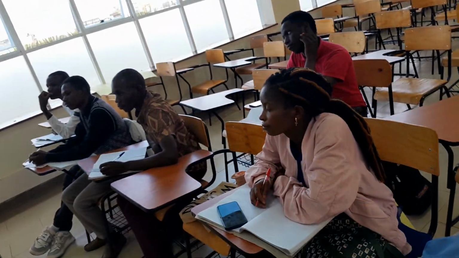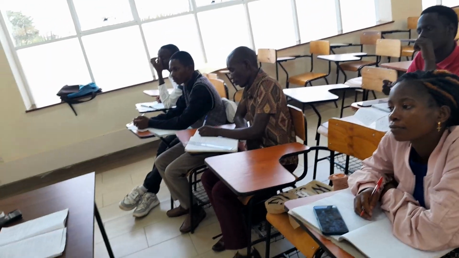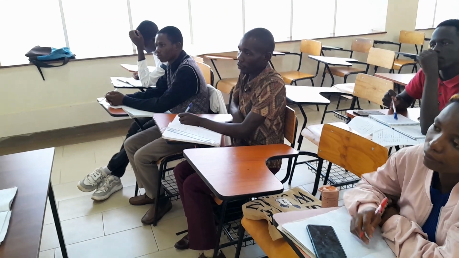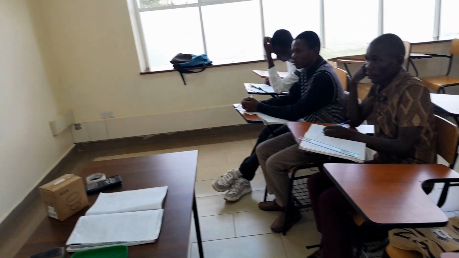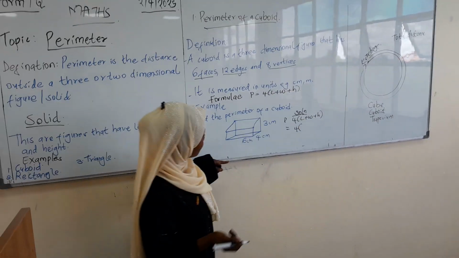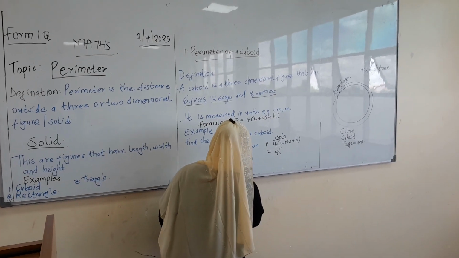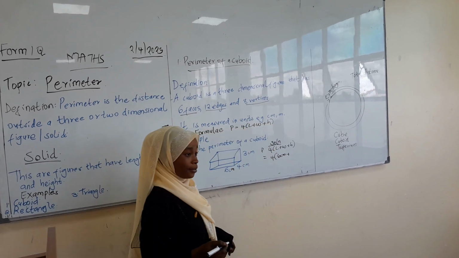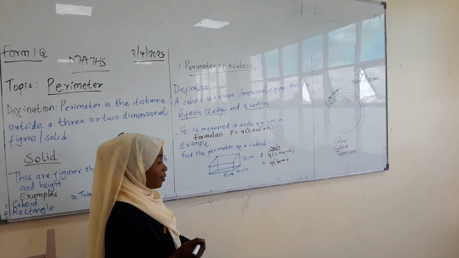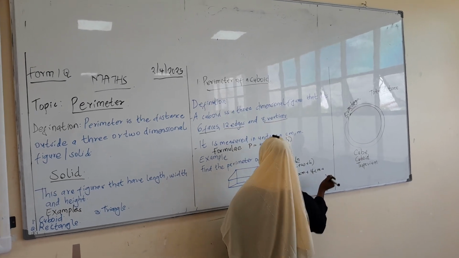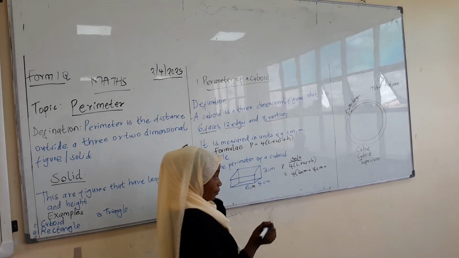Yes. Okay, so we have said that the calculation of perimeter of a cuboid is 4 into length plus width plus height. So it will be 4. What is our length here? Yes, Kyle. 6 centimeters. What is our width? 4 centimeters. What is the height? 3 centimeters.